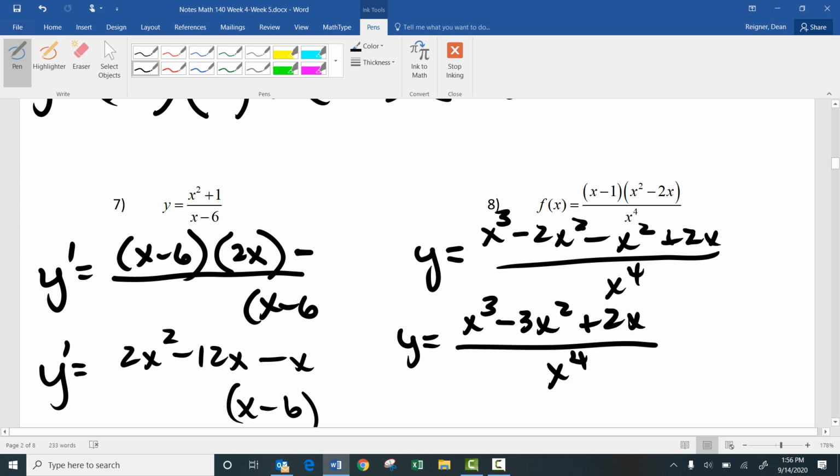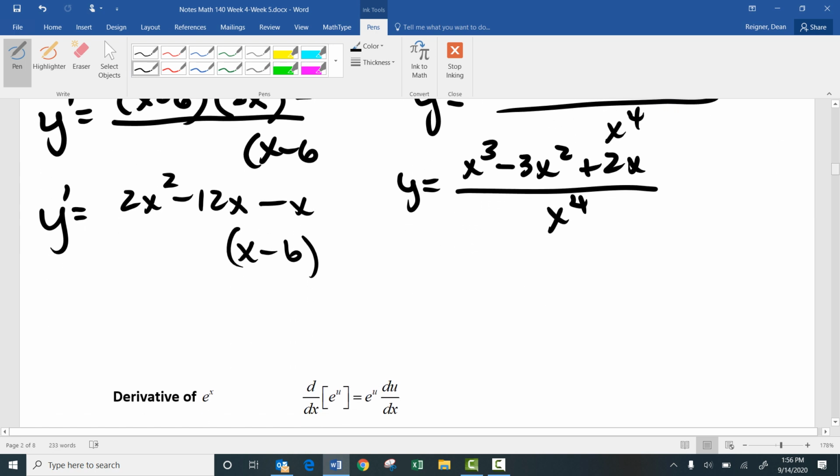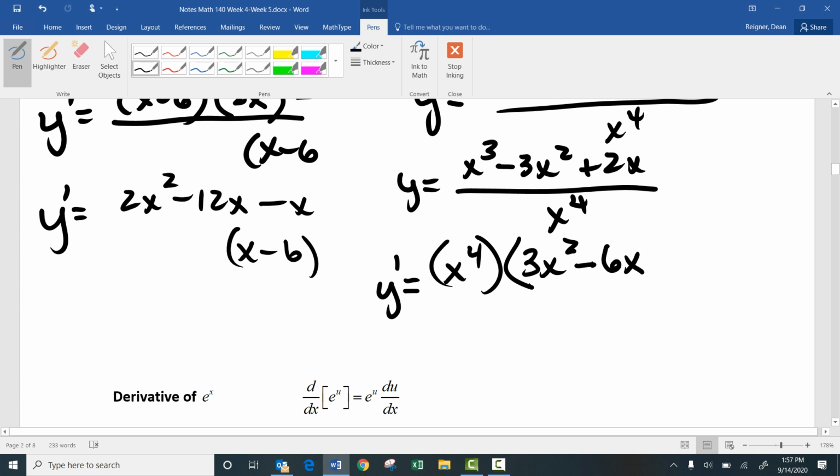Okay, so now let's practice the quotient rule. So we have everything multiplied out. Derivative of y is y prime. Now the quotient rule, remember, you start with the bottom guy, derivative of the top. Here we go. Derivative of that is 3x squared. Derivative of the next guy is negative 6x. And the derivative of 2x is 2.